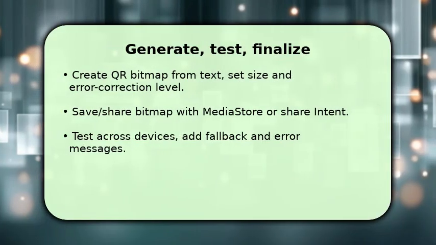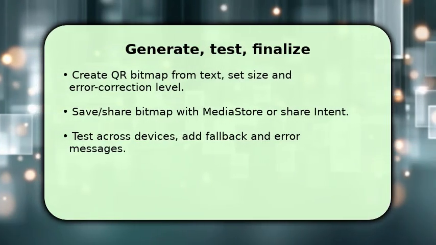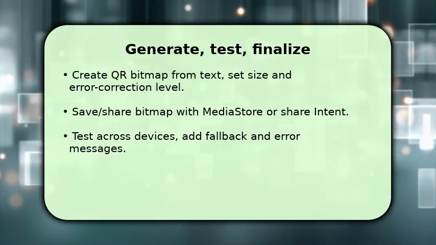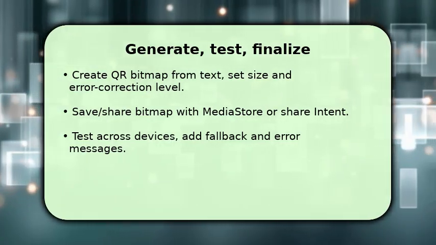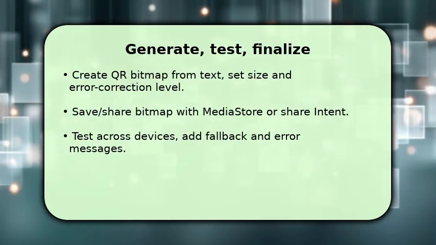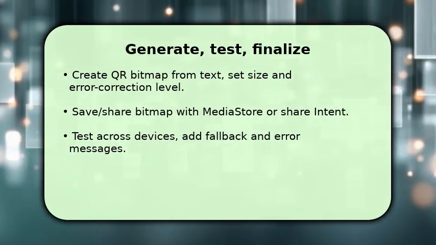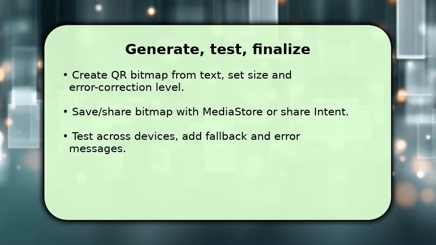You will build the generator. Convert user text into a QR bitmap using your chosen encoder, choosing a size and error correction level that balances density and readability. Once generated, show the image in an image view and offer save or share via Media Store or a share intent so other apps can use it.